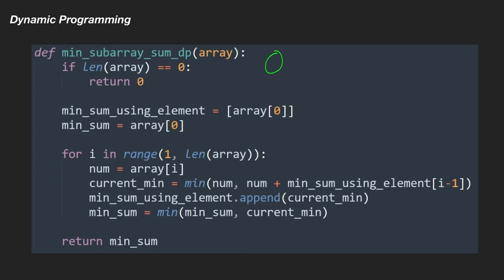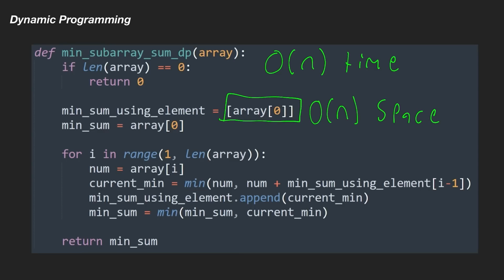So this solution does run in big O of n time. However, it takes big O of n space because of the fact that we're using this array. Now, some of you may have noticed that since we're only ever looking at the last element in the array, we actually don't need to utilize an array and store every single sub-problem solution. What we can do instead is simply store the previous sub-problem solution. So let me put on the code for that and show you what that looks like.